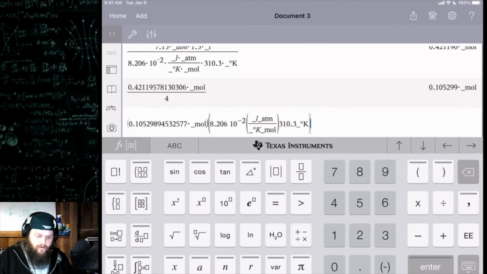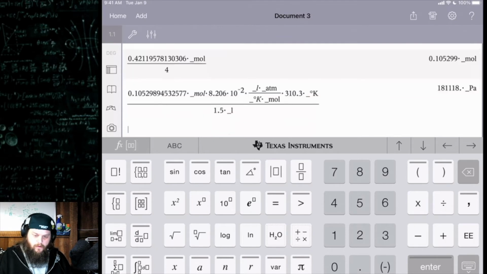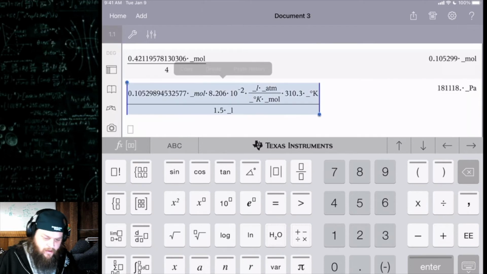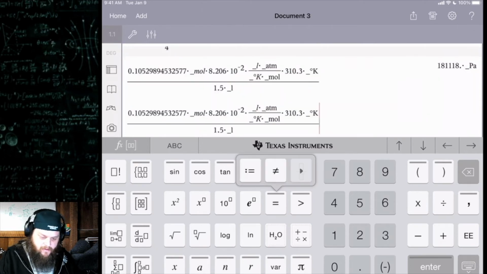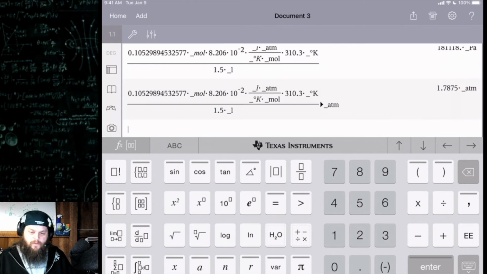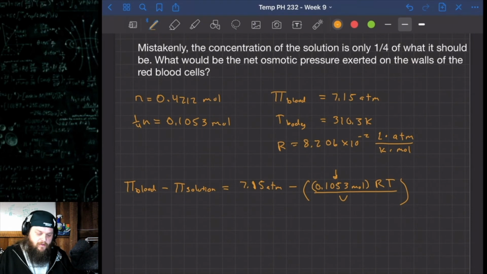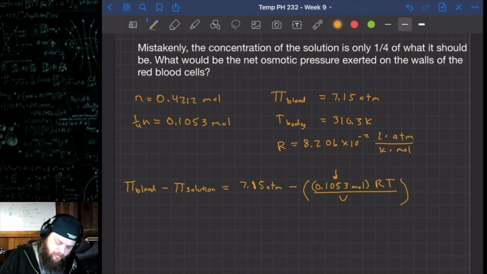And we want to divide that whole thing by our volume. Oops, wrong value. And that was 1.5 liters. And this is giving us an answer in Pascal. We actually want that in atmospheres, so let me just tell it what I want. And it's 1.7875 atmospheres. That's the osmotic pressure of the solution.